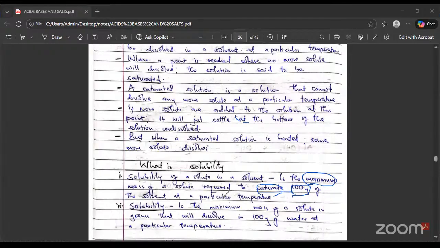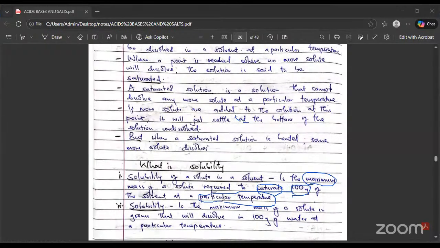Now somebody gave me the definition this way. I'll just give it to you because I know that one. Most probably you will also give that one. You will say solubility is the maximum mass of a solute required to saturate 100 grams of a solvent at a constant temperature. When you say constant temperature, it is still okay, because at that time it is a constant temperature. So we say at a constant temperature or a particular temperature.